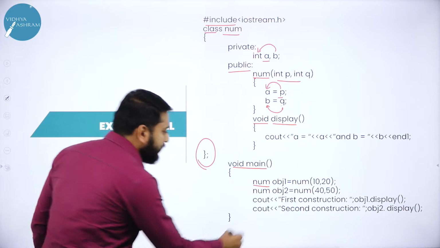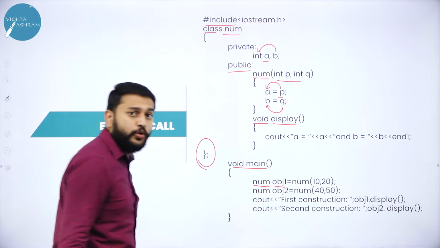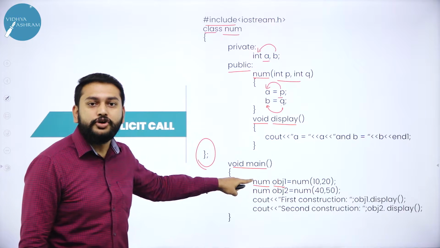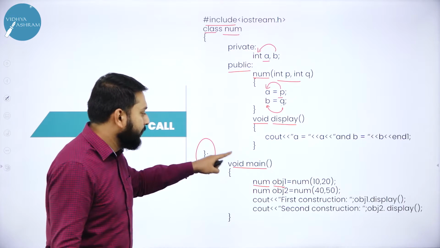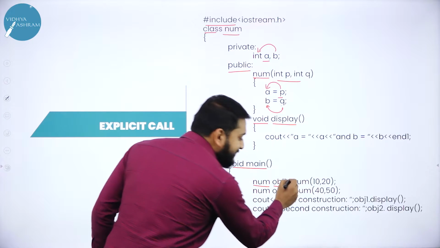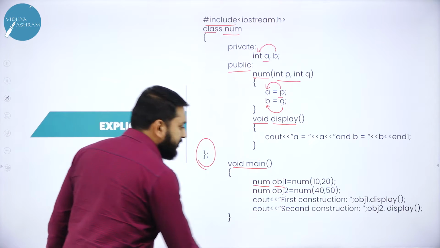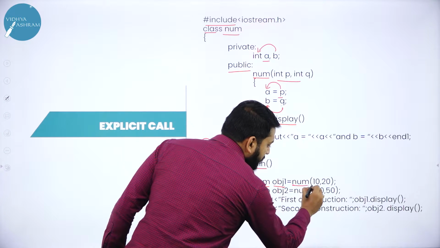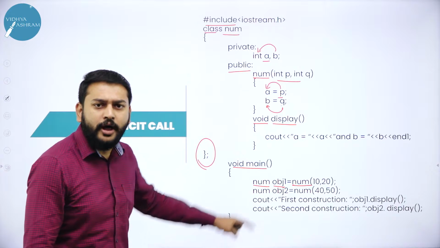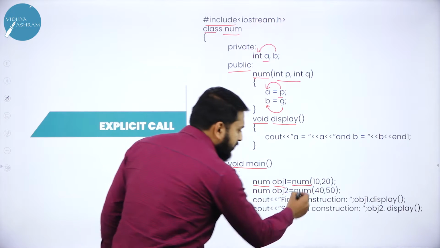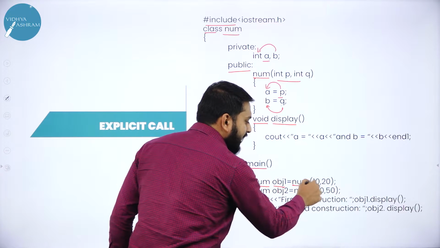Fine. What is the next one that I have? obj1. What is that? I'm trying to create one object for this class. After that, I'm using is equal to, that is the assignment operator. After that, what am I trying to do? Again, I'm just writing num. After that, I'm opening the parenthesis with 10, 20.